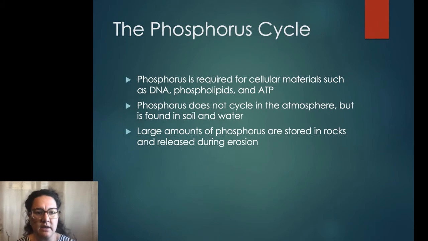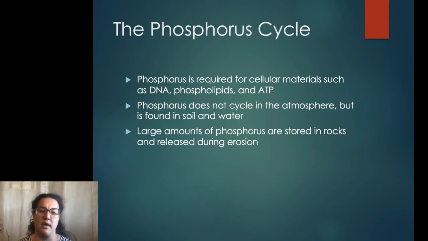The phosphorus cycle is the one biogeochemical cycle that does not cycle through the atmosphere. Phosphorus is another important component to cellular materials, creating DNA, phospholipids of our cell membranes, as well as ATP, or that energy molecule that we use. It doesn't cycle in the atmosphere, but it is found in soil and water. Large amounts of phosphorus are stored in rocks and released during erosion.